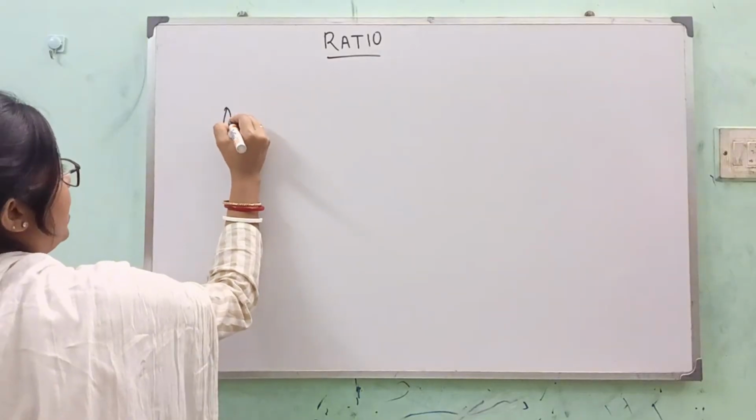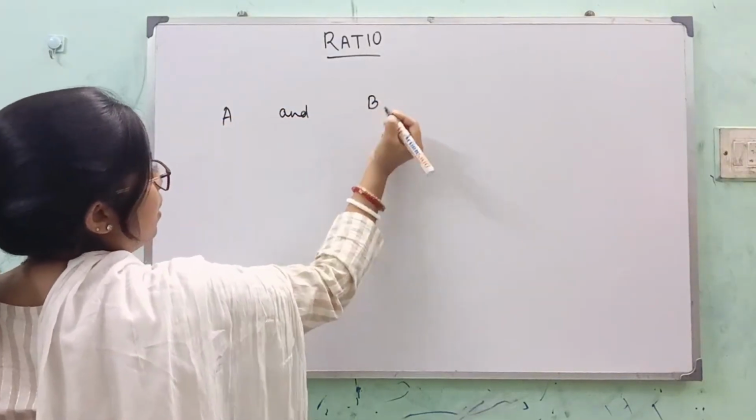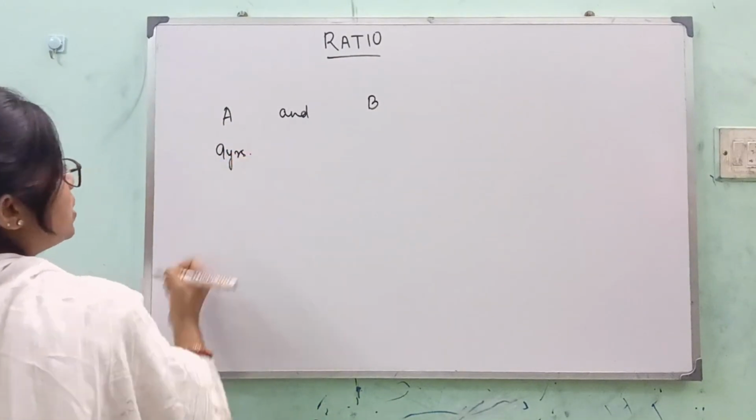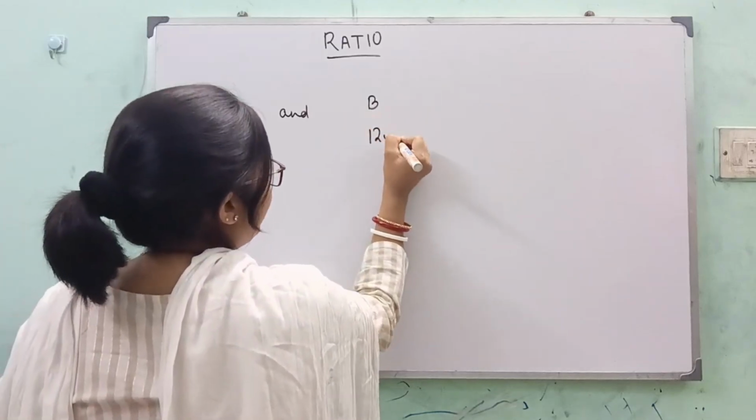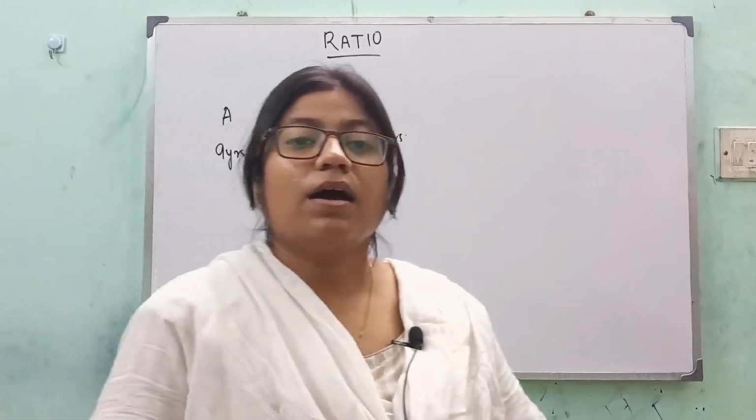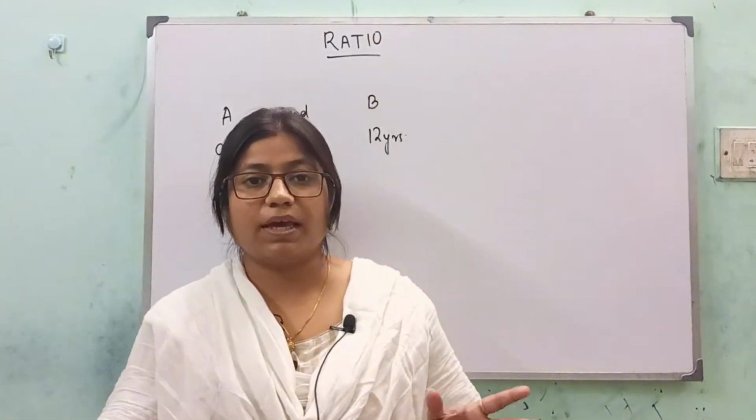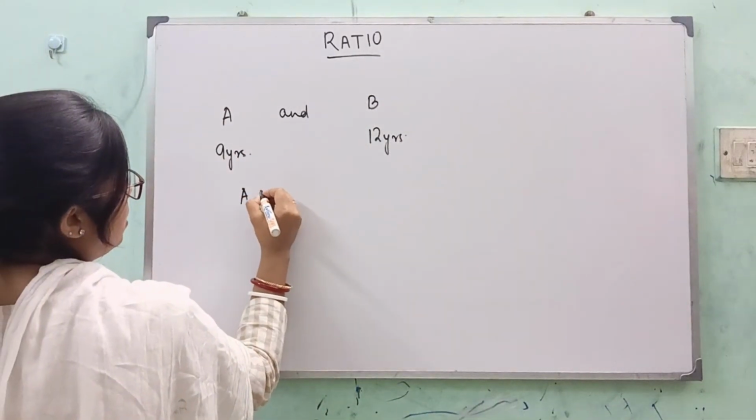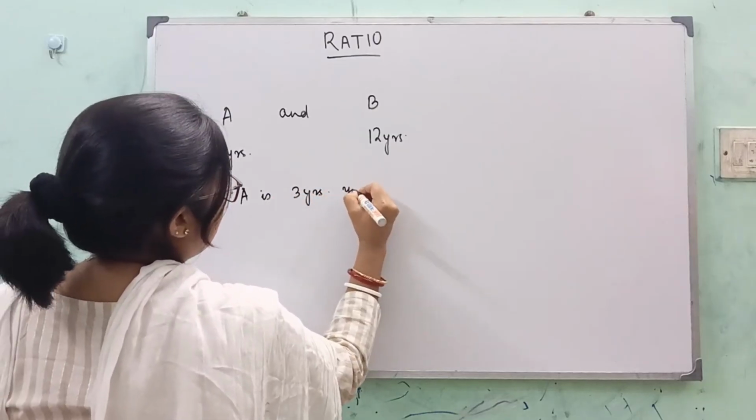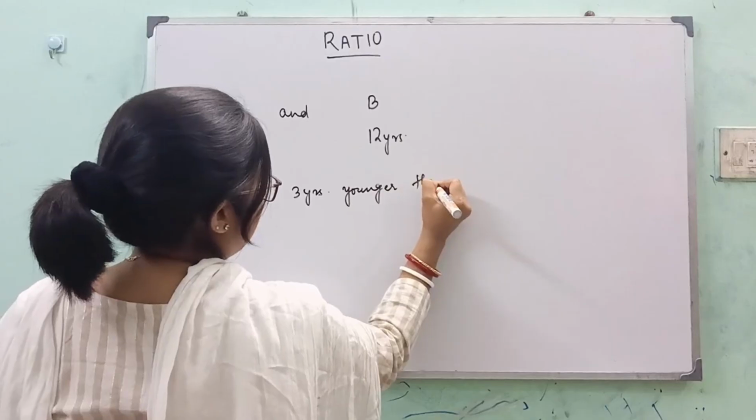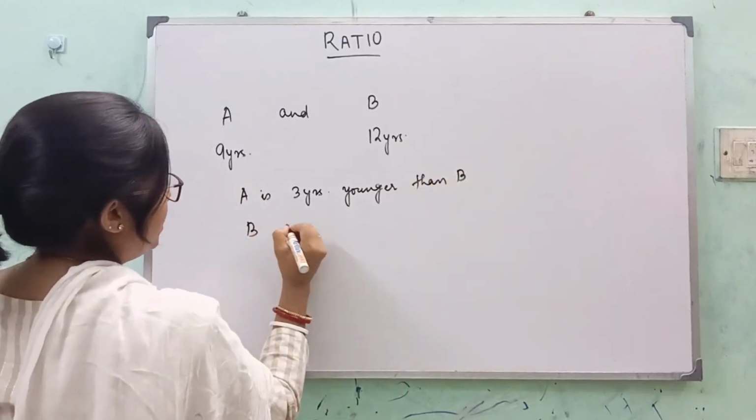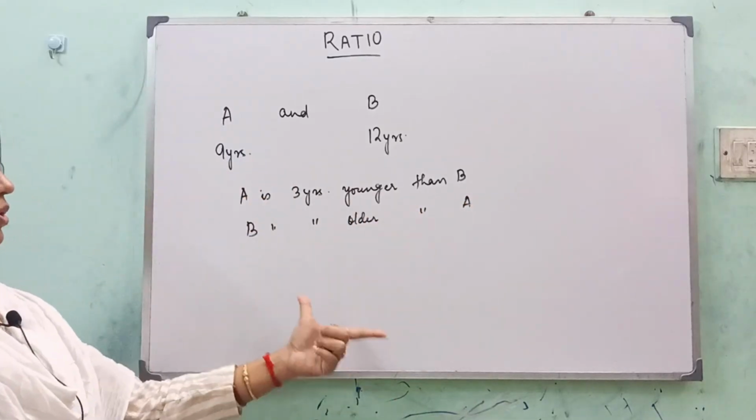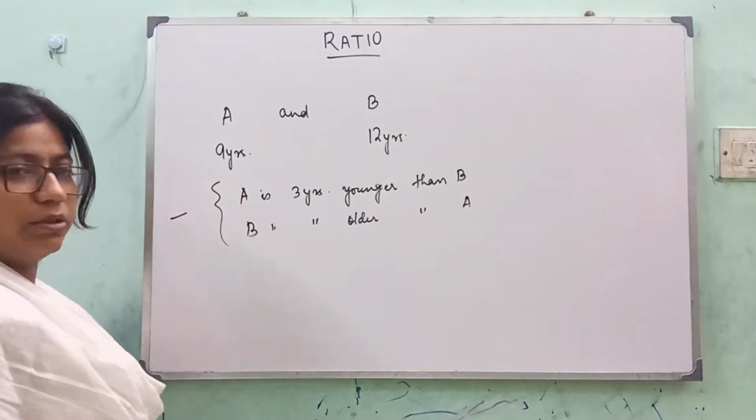Suppose A and B are two friends. The age of A is 9 years and the age of B is 12 years. Now, if I say compare the ages of the two people, A and B, some will come up with an answer: Ma'am, A is 3 years younger than B, or you can say B is 3 years older than A. So this comparison you are doing by subtraction.